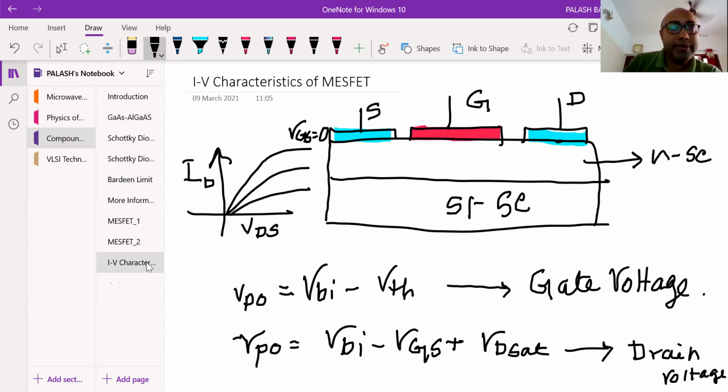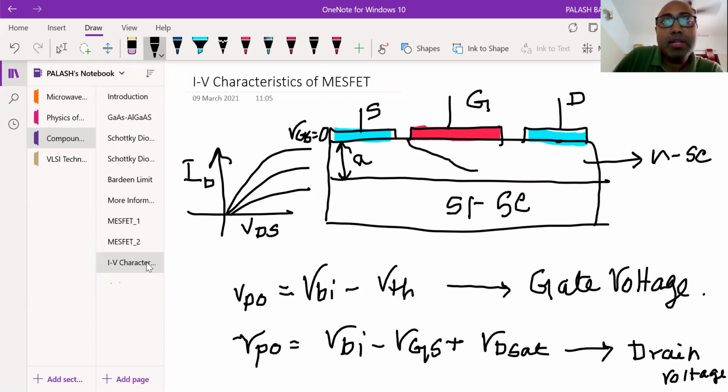Now remember, the situation is that you are applying gate to source voltage and drain to source voltage, everything. In this condition, how do we calculate the current through this transistor? That is the important part we need to consider here. Now let's draw this part. What is the thickness from here to here? We already did it, and we call it A.